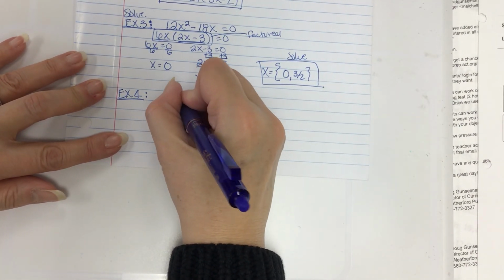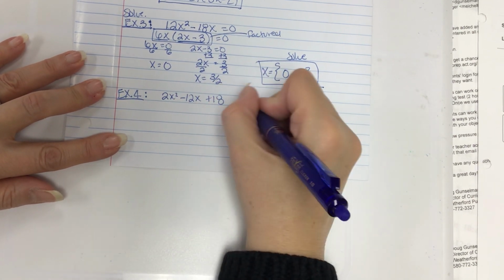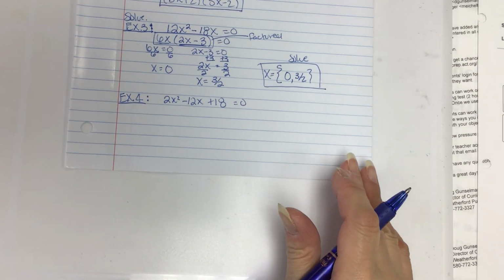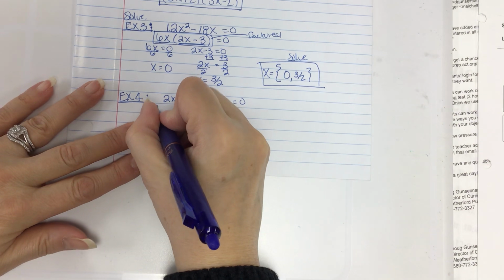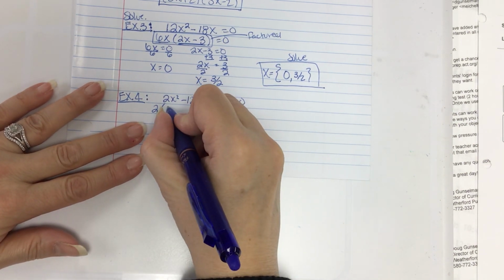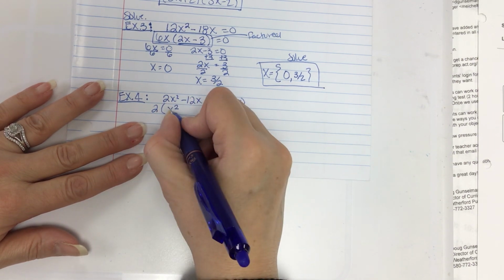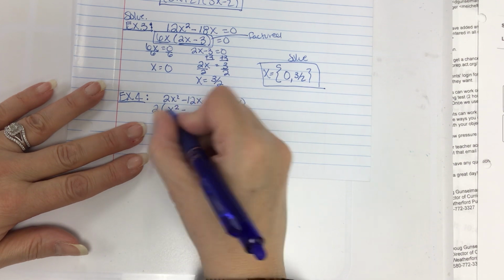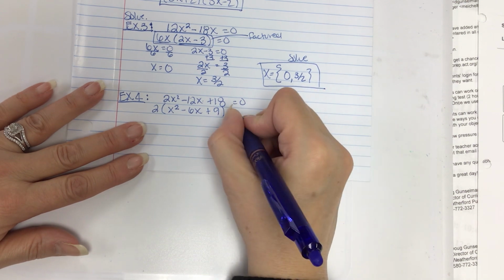Here we have 2x squared minus 12x plus 18 equals 0. So the first thing we need to do is factor, right? So what do we look for first? Greatest common factor. So what is our greatest common factor? 2. So we factor the 2 out. So 2x squared divided by 2 is just x squared. 12x divided by 2 is 6x, and 18 divided by 2 is 9. Yes?